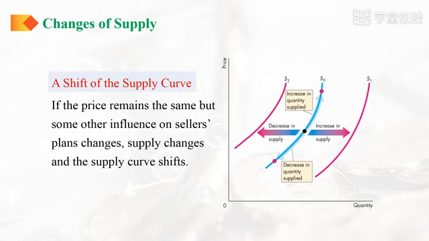When the price of the good changes, there is a movement along the supply curve and a change in the quantity supplied, shown by the blue arrows on supply curve S0. When any other influence on selling plans changes, there is a shift of the supply curve and a change in supply. An increase in supply shifts the supply curve rightwards from S0 to S1, and a decrease in supply shifts the supply curve leftwards from S0 to S2.